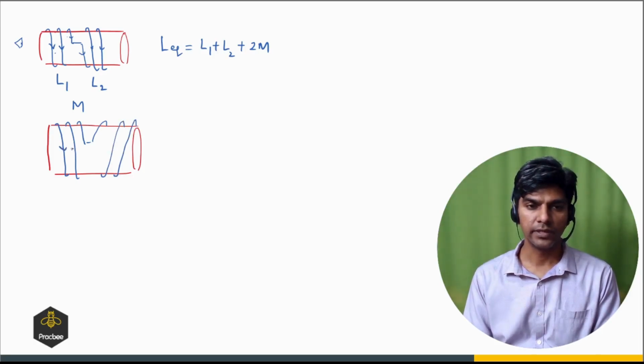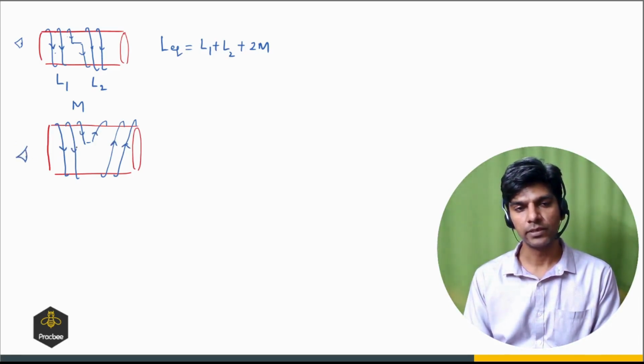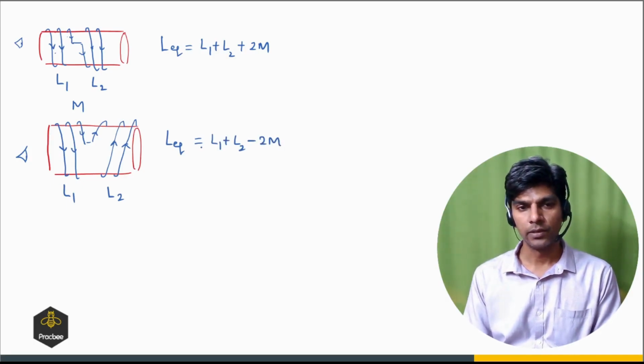So if this is the direction of the current, can you see now that the current is in the opposite direction? If you look at it from the left side, in the first inductor the current is clockwise, and in the second inductor the current is counterclockwise. So this will be L2. In this case the equivalent inductance will be L1 plus L2 minus 2 times M.